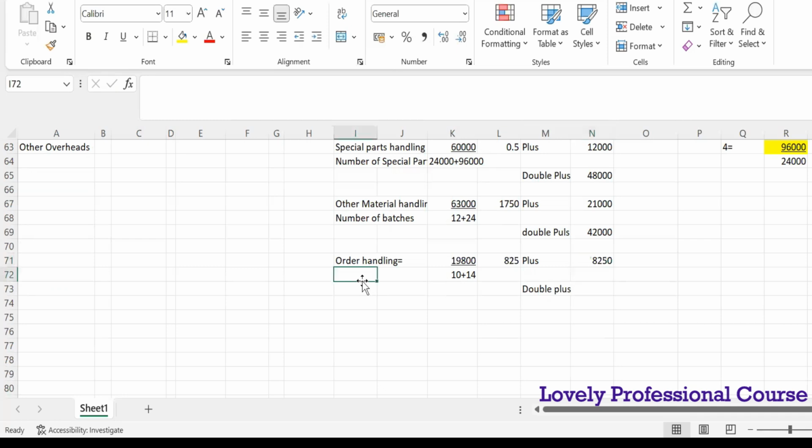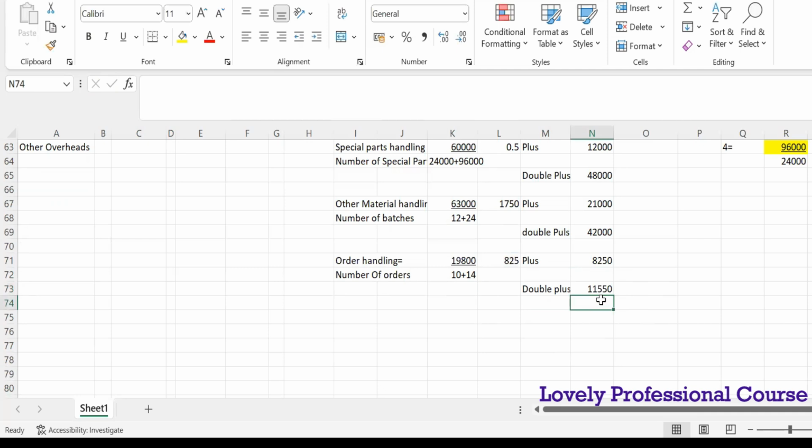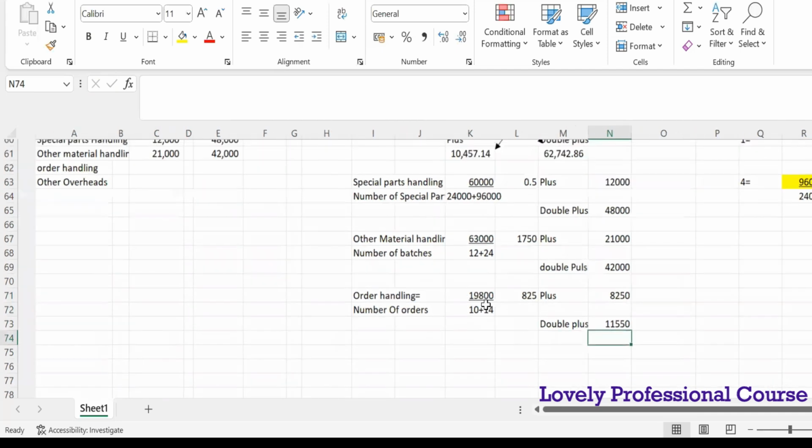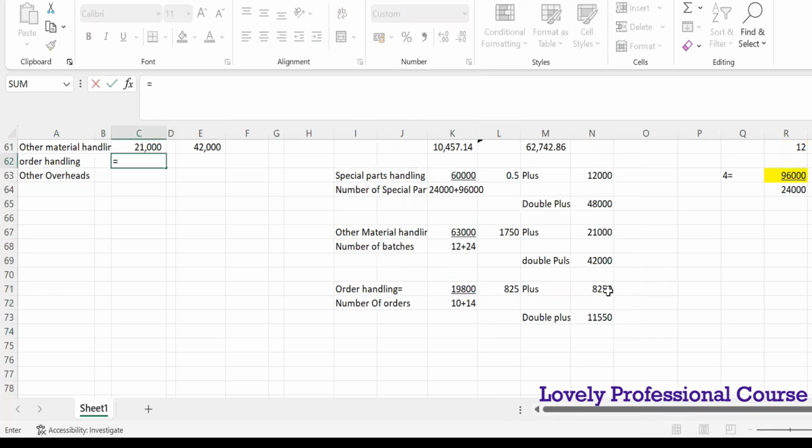So remember here we use number of orders as my cost driver. So you get 8 to 50. So for double plus, I'm going to get this cost per activity. So I multiply by this 14, which is going to be this. So these are the answers for plus and double plus. So I come here and say my answer will be this one, and also here the answer should be this one.